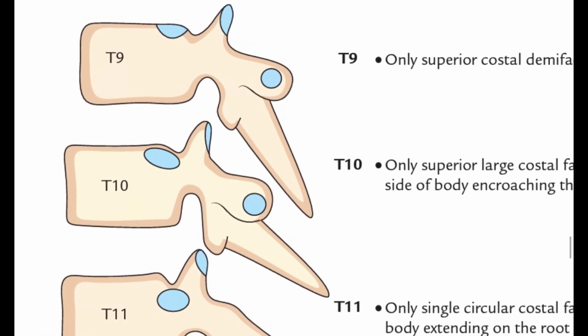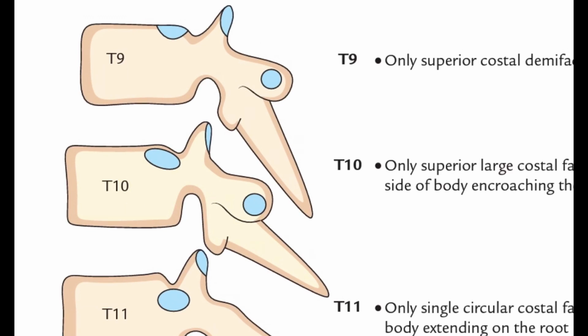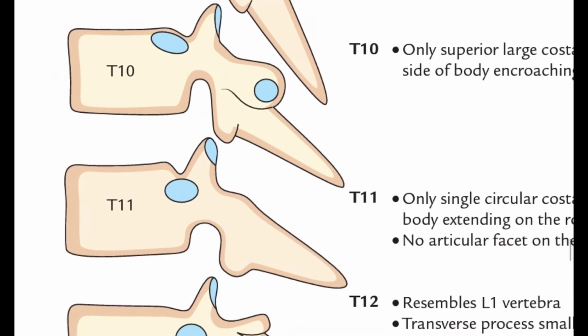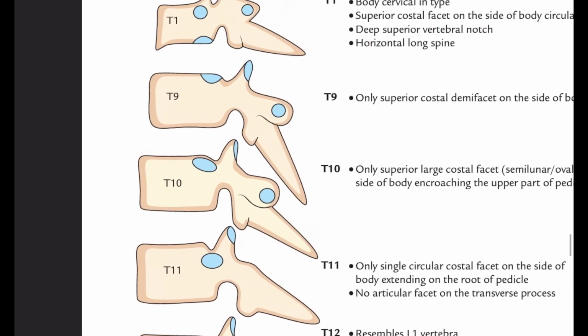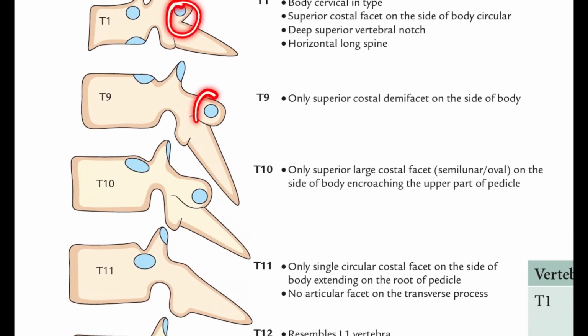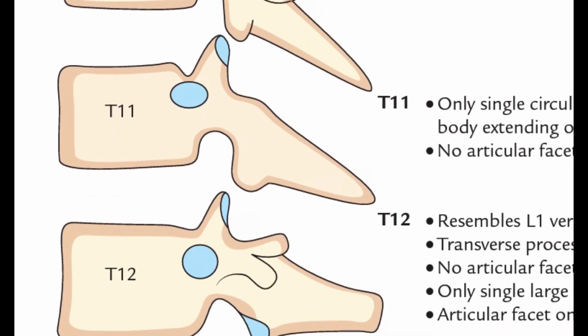T10 has the presence of only a single large complete costal facet, or oval shaped facet. Each vertebra has different features. T11 has the presence of a single large circular costal facet, but you can notice that the transverse process here is absent. In T1 there is a transverse process, T9 also has a transverse process and costal articular facet, here also, but in T11 the transverse process is absent.